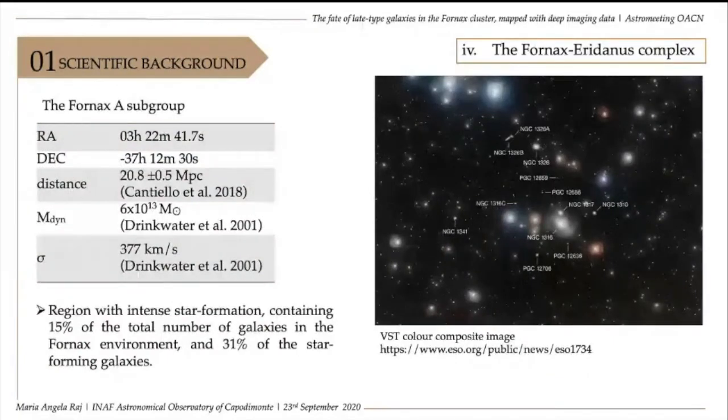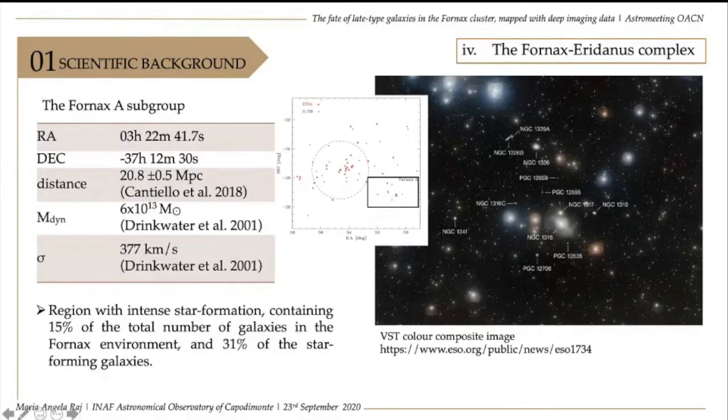We also get to look at the Fornax A group, a supposedly infalling subgroup. Just to remind you where this group is, there's an infalling group here. It's a region of intense star formation, and from this image we see it's dominated by bright late-type galaxies. So we get to look at two different environments: the cluster core as well as an infalling group.